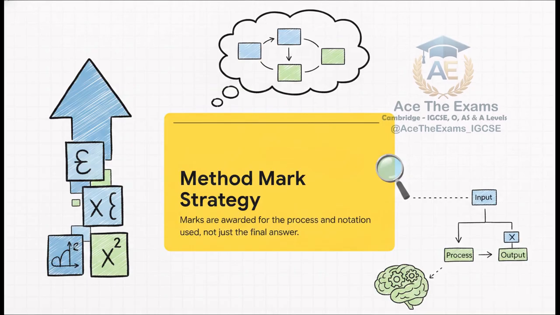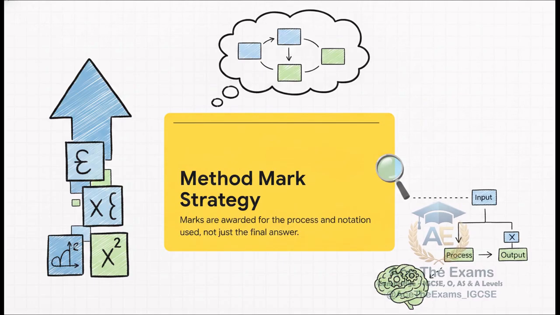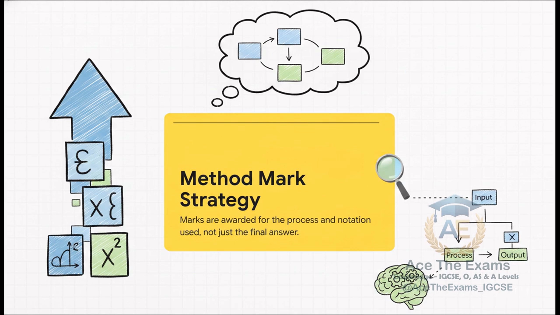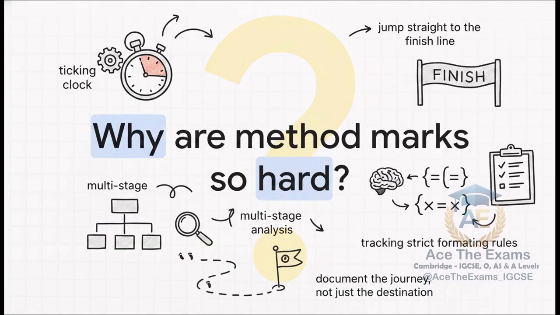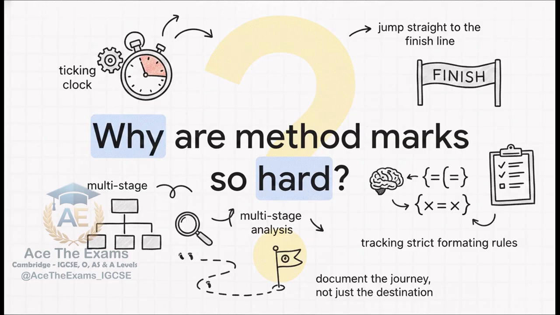This literally means getting the correct final number at the bottom of the page means absolutely nothing if your mathematical process isn't properly documented, step by step, right above it. The examiners aren't just looking for the destination, they want to see the entire architecture of your thought process. Which leads me to ask you a serious question. Why do students find multi-stage analysis and securing these method marks so incredibly hard?